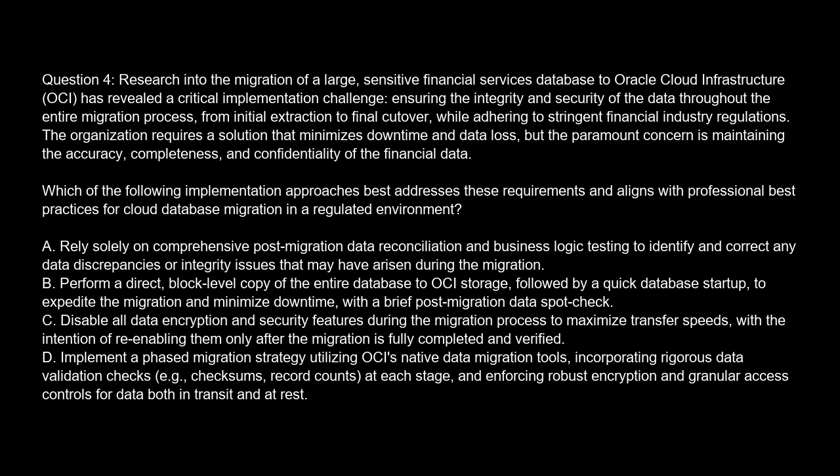Option D. Implement a phased migration strategy utilizing OCI's native data migration tools, incorporating rigorous data validation checks, e.g., checksums, record counts, at each stage, and enforcing robust encryption and granular access controls for data both in transit and at rest.